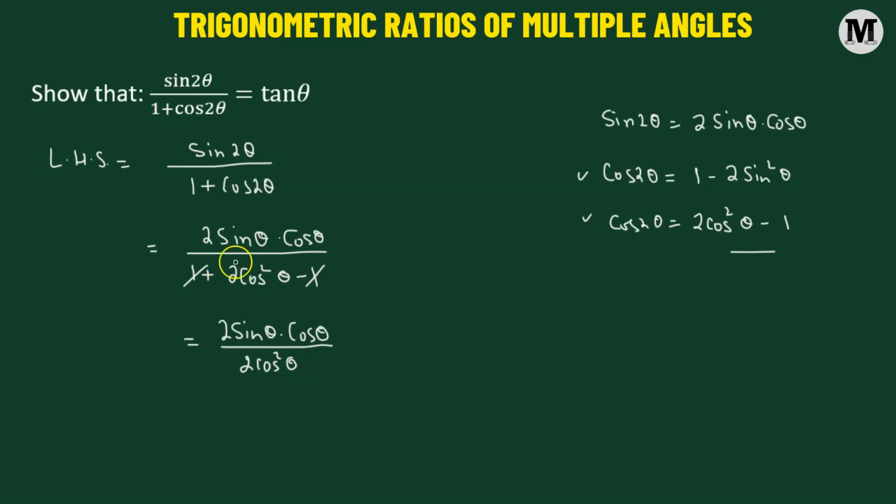Now what can we do? We can factor out the 2 from the numerator and the denominator. We can also factor out 1 cosine theta from the numerator and the denominator. That leaves us with sine theta in the numerator, and in the denominator we have the cosine function, cosine theta.